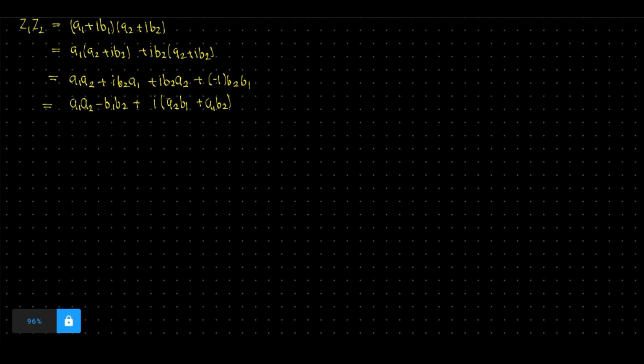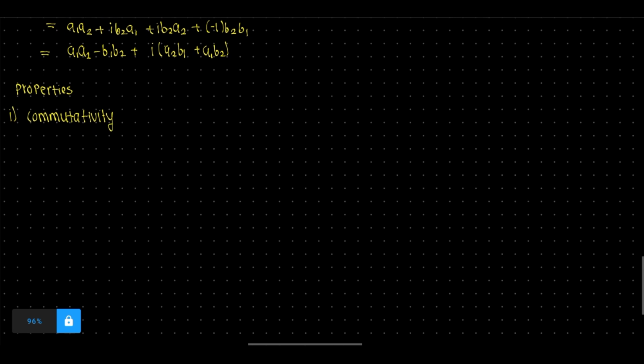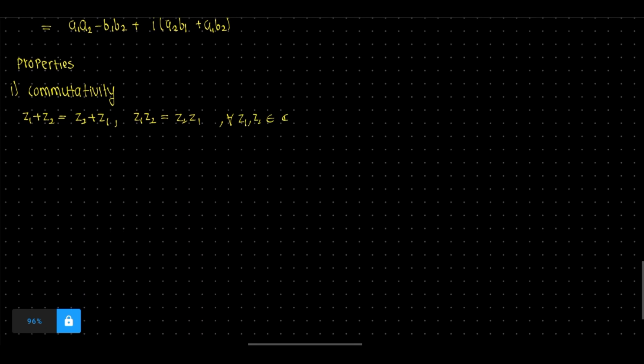So that said, we will look at some properties which are commutativity. That says that z1 + z2 equals z2 + z1 and z1 times z2 equals z2 times z1 for all z1 and z2 belonging to C. It is quite easy to check.